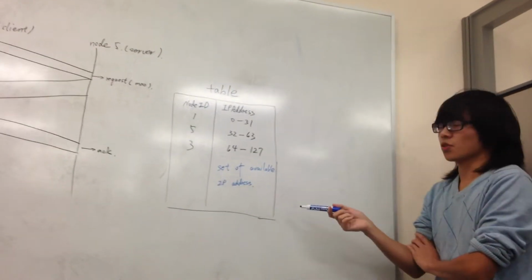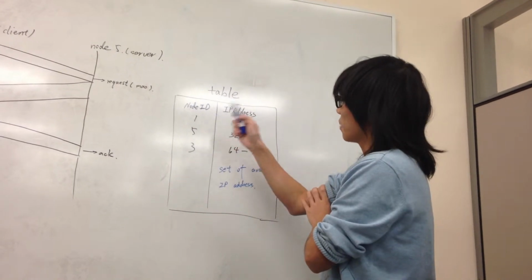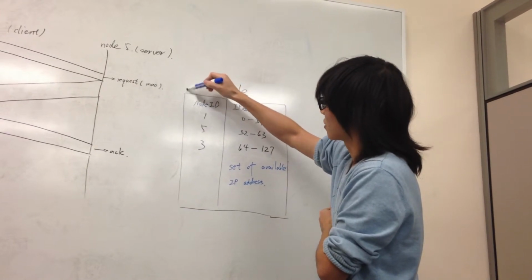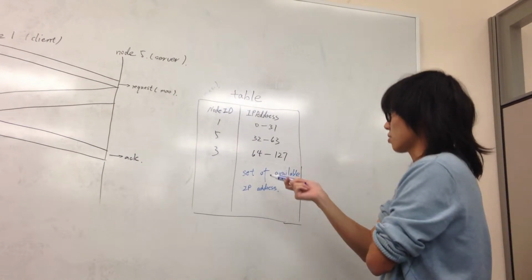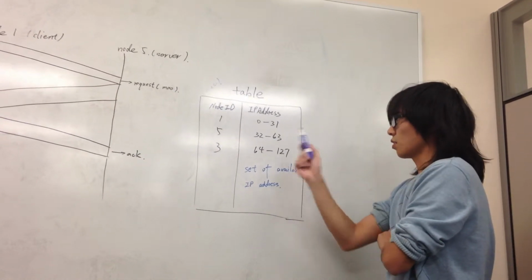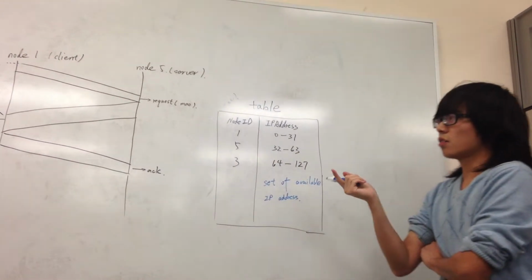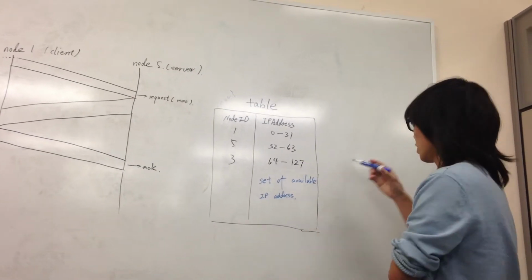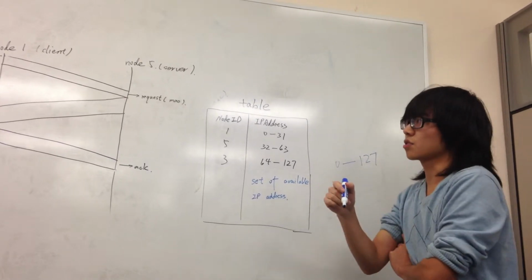See this table. This table is kept by each node in the network, and the table has 2 attributes. One is node ID, which is identified by the MAC address of each node. And the other is the IP address, a set of available IP addresses the node can assign. Let's say at time 0, there is only 1 node, which is node 3, in the network. So the set of available IP addresses for node 3 is 0 to 127, since the total range is 6 bits.